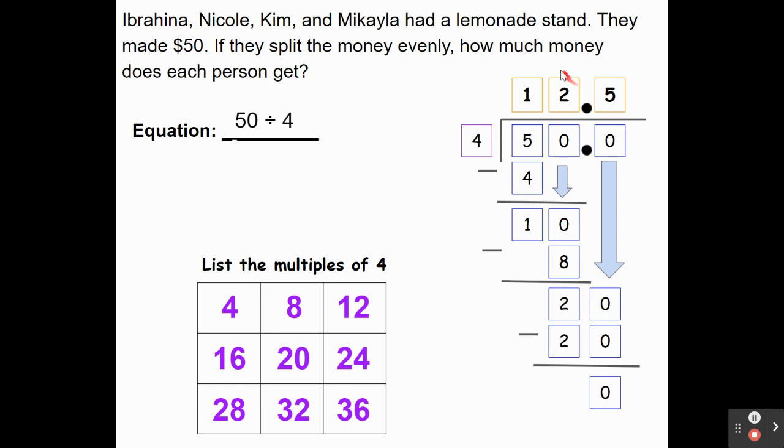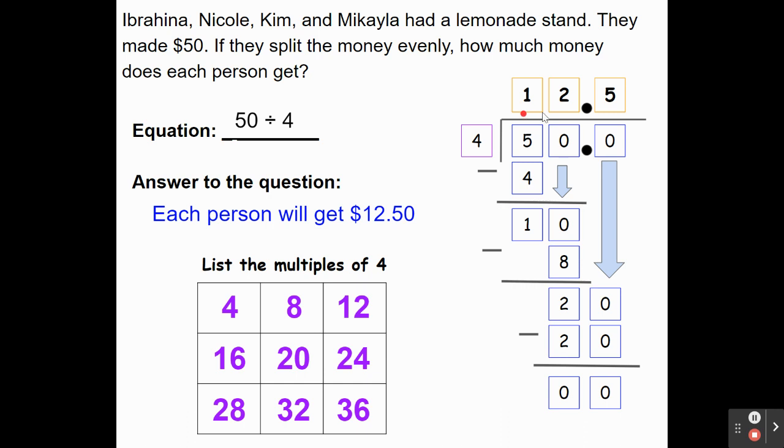When we talk about money, a lot of the times we go to the hundredths place because we usually talk about it out of 100 cents in a dollar. So to answer the question, how much money does each person get? Each friend is going to get $12.50. Let's try another problem.